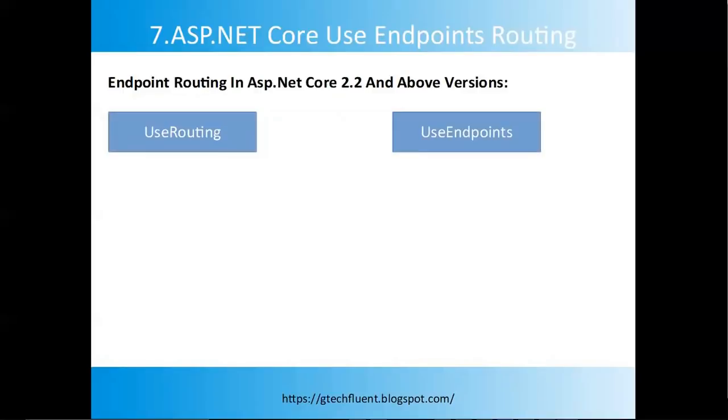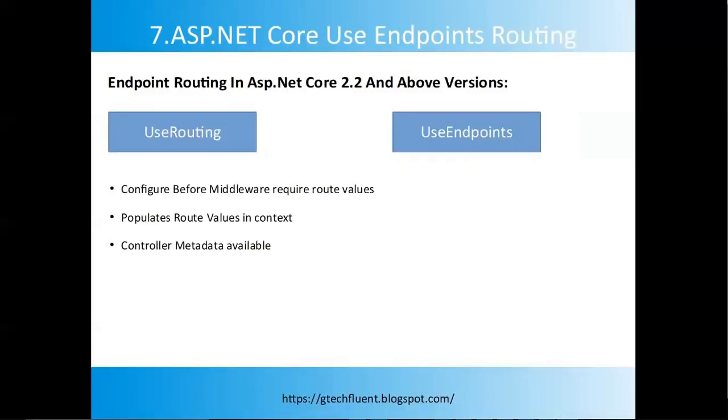UseRouting should be configured before any other middlewares like authentication, authorization, or custom middleware. UseRouting middleware populates the current HTTP context with the route values and controller metadata, which is not available in previous versions of ASP.NET Core. So many middlewares after UseRouting middleware can access the route values or controller metadata. UseEndpoints should be configured at the last in the application. UseEndpoints consists of all convention-based URLs, and it is responsible for delegating and returning the response.